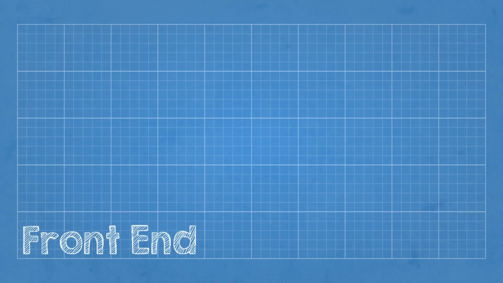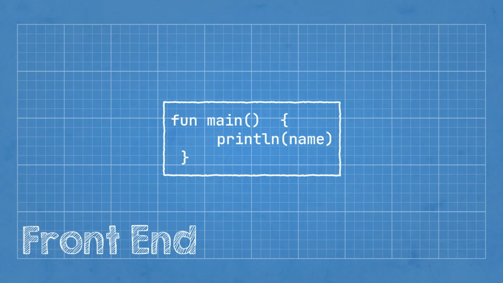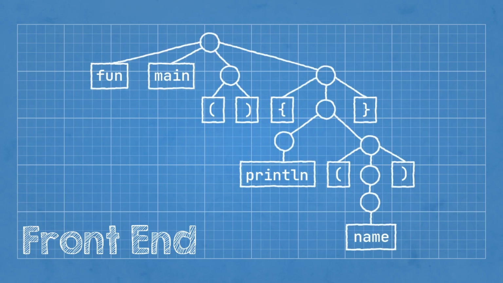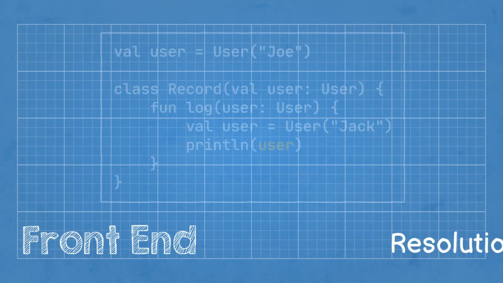So our Kotlin source code files come in the front door of the compiler into the front end, and this part of the compiler is where the source code is converted from just text into a tree structure that the rest of the compiler can work with. And once it has that structure, it can make sure that there are no syntax errors. The front end also resolves names for variables, functions, and types.